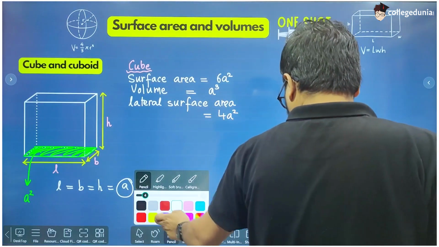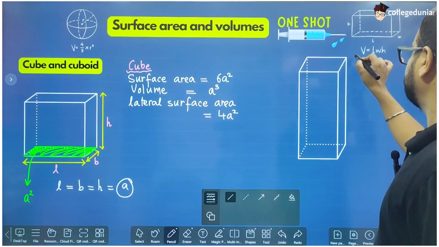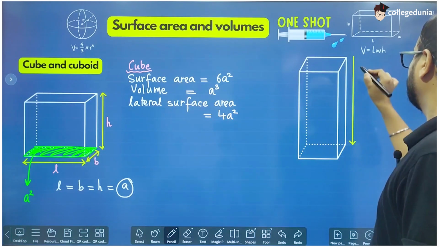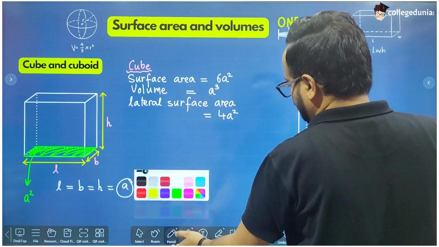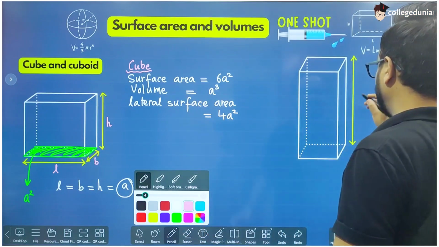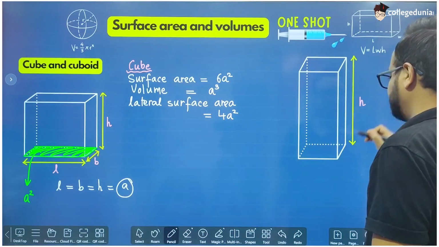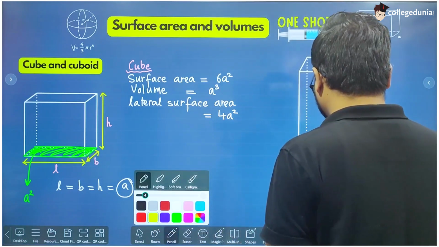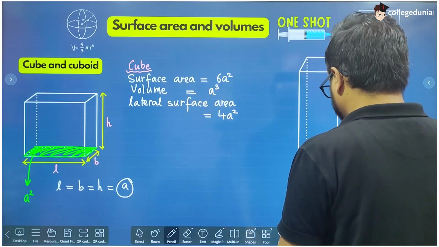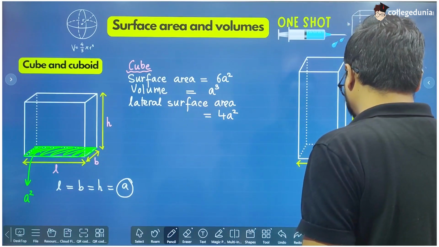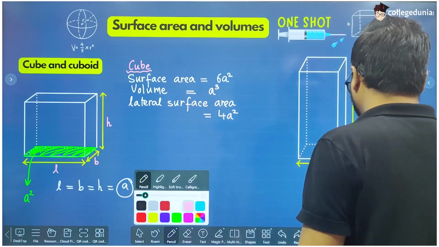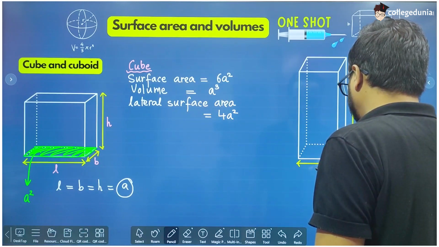So let us take the length as L. This is the length, or we can call it height also. Let's call it height because that makes more sense, because we have put it like this. So this is the height, this is the length, and this is the breadth. This is B and this is L.